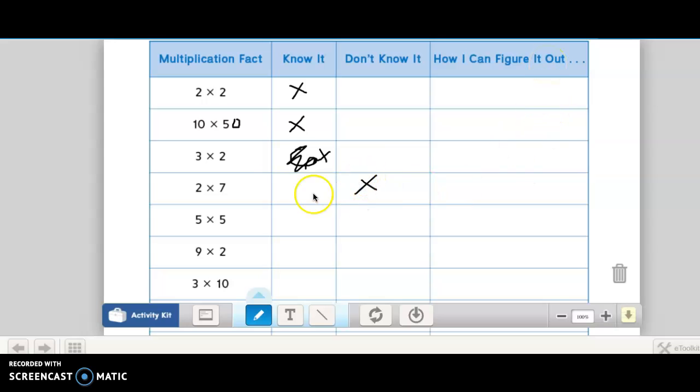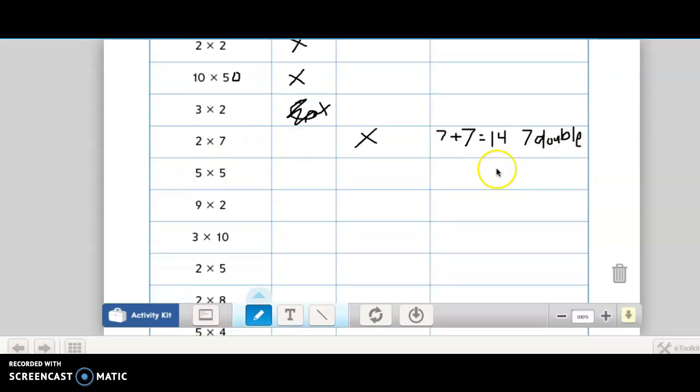How could I figure it out? Well, I could say, what is 7 plus 7? That would be a helpful tool. 7 plus 7, 14. I could also say 7 doubled. How would you figure out how to know this one? For every single multiplication fact that you answer don't know, you have to say, how can I figure it out? If I was doing 5s, maybe I'd say count by 5s on my fingers. I'd hold up 5 fingers and each one I would count 5. That would be a fact if I said, I don't know what this is.